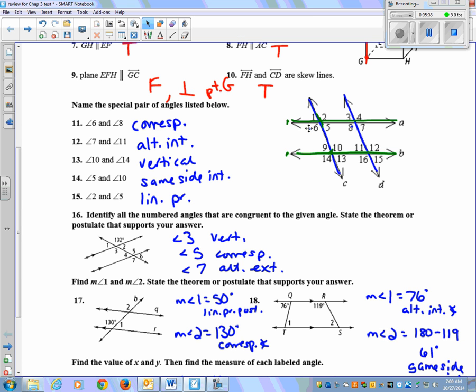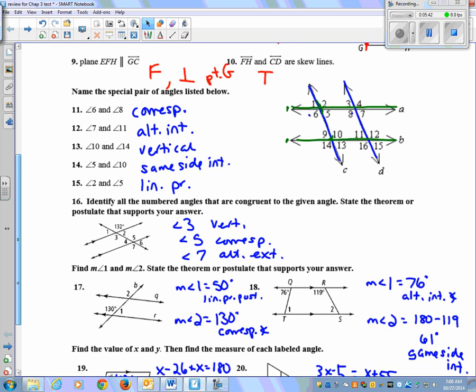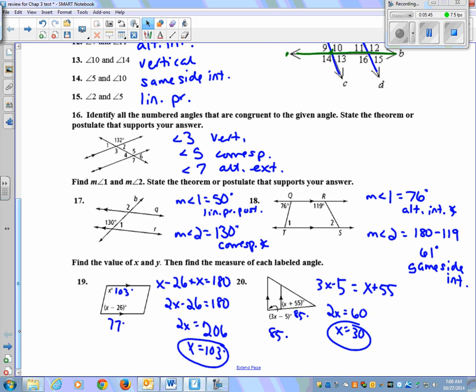Number 16, angle 3 is vertical to the 132-degree angle. Angle 5 is corresponding. Angle 7 is alternate exterior. Number 17, measure of angle 1 is 50 degrees because it's a linear pair with the given angle. And measure of angle 2 is 130 because it's corresponding. Over here we have angle 1 is alternate interior with 76, and angle 2 is same side interior, so supplementary with 119.